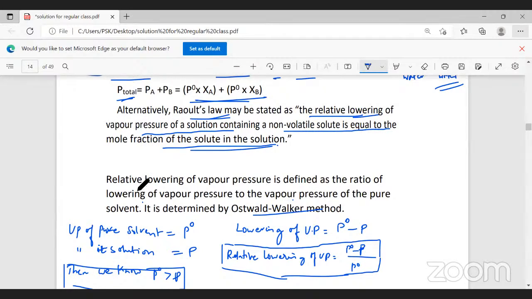Now, what is the relative lowering of vapor pressure? It's defined as the ratio of lowering of vapor pressure to the vapor pressure of pure solvent. P naught minus P is the lowering of vapor pressure, divided by the vapor pressure of a pure solvent, P naught, gives you the relative lowering of vapor pressure. Followed this?